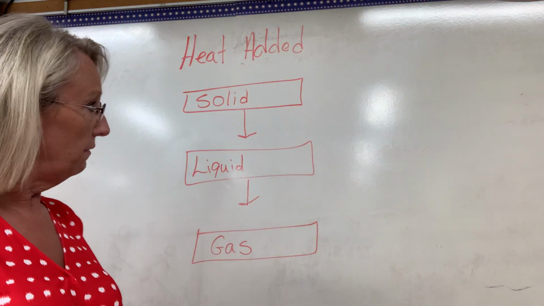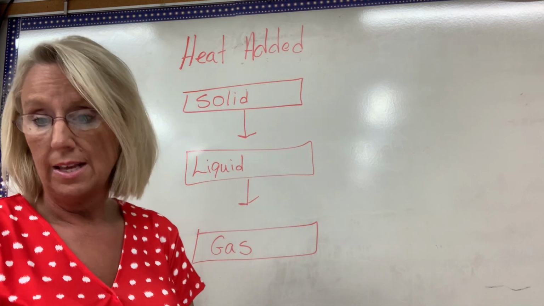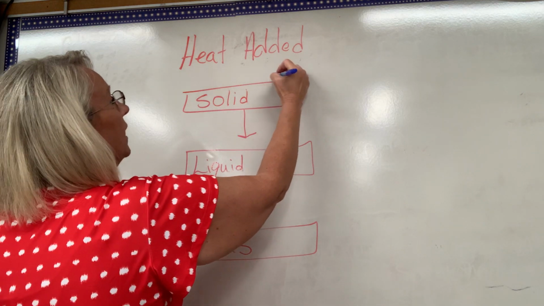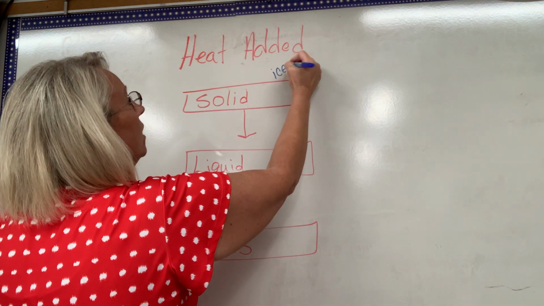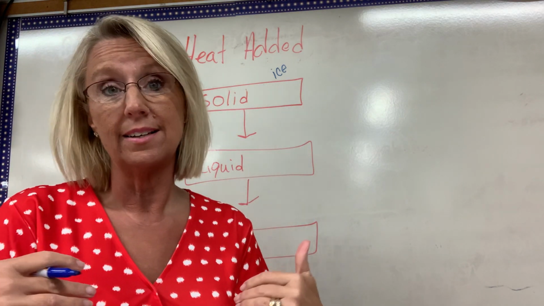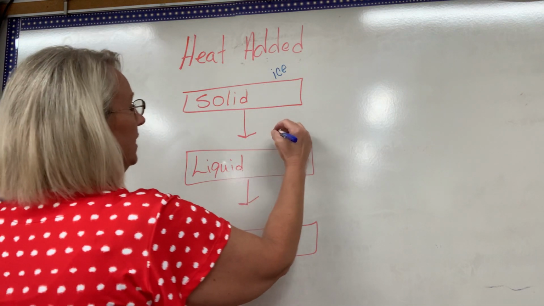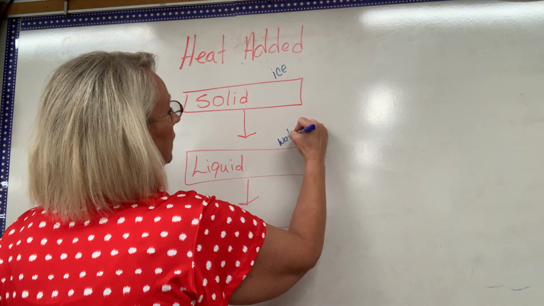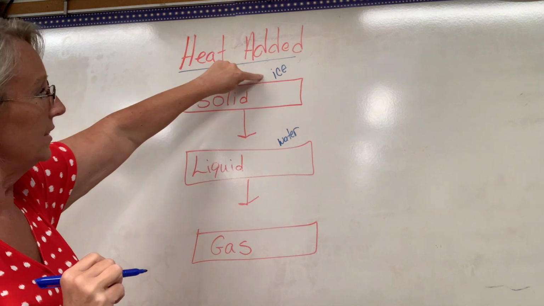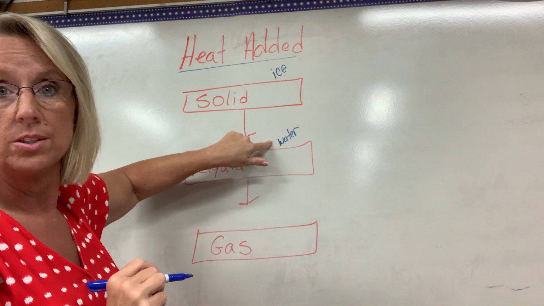So if I think about ice as a solid, and this is kind of what it helps me. I can say that I have ice as a solid, and when I add my heat, ice will turn into what? Exactly, it's going to turn into water. Because this flow chart is all about heat added. So ice is a solid. When you add heat to ice, it turns into water.